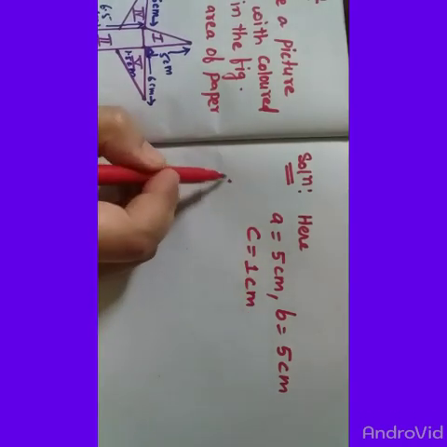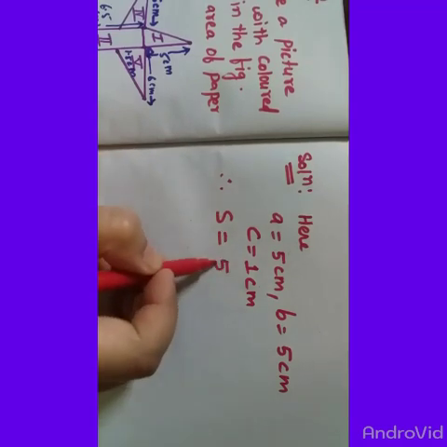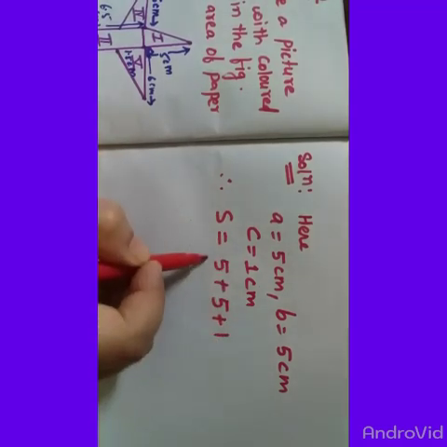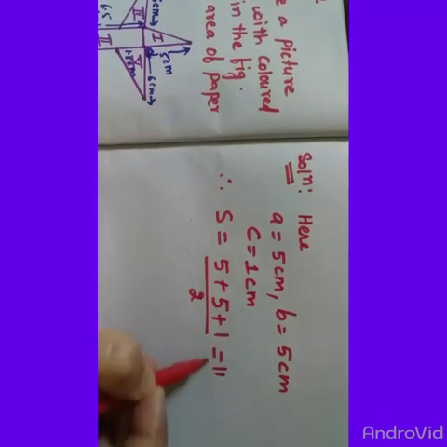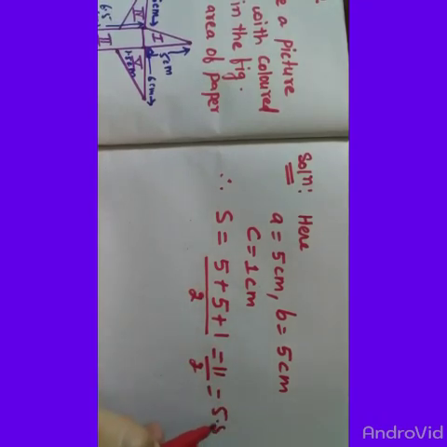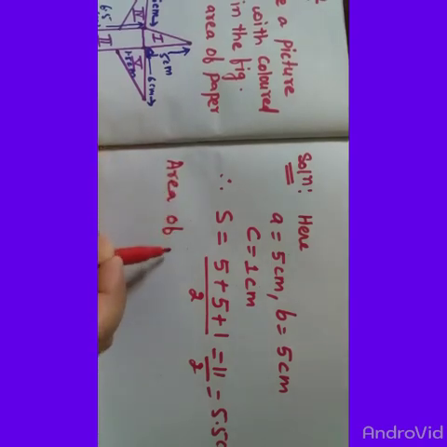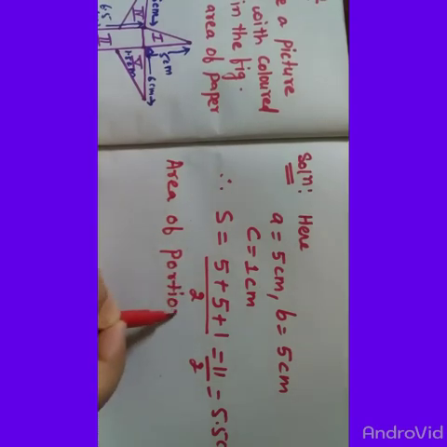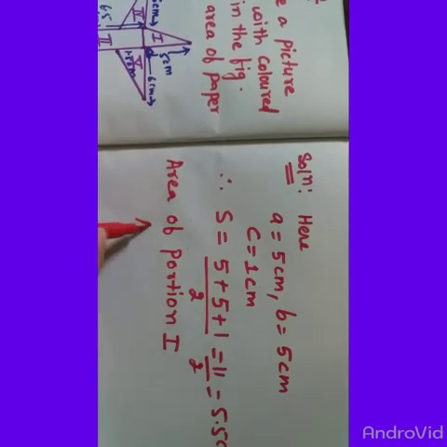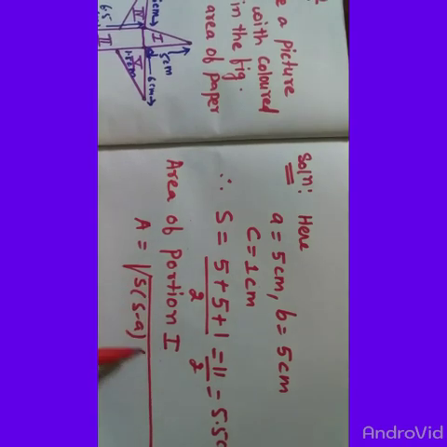So we will find therefore S is equals to (5 plus 5 plus 1) by 2. That is equals to 11 by 2, that is 5.5 centimeter. After that, we have to find the area of portion 1. It's very simple. Area of portion 1 is equals to root under S minus A, S minus B and S minus C.